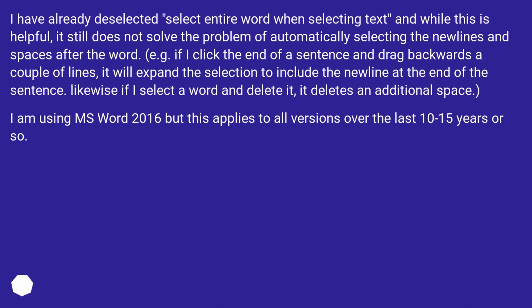I have already deselected Select Entire Word when selecting text, and while this is helpful, it still does not solve the problem of automatically selecting the new lines and spaces after the word. For example, if I click the end of a sentence and drag backwards a couple of lines, it will expand the selection to include the new line at the end of the sentence. Likewise, if I select a word and delete it, it deletes an additional space. I am using MS Word 2016, but this applies to all versions over the last 10 to 15 years or so.